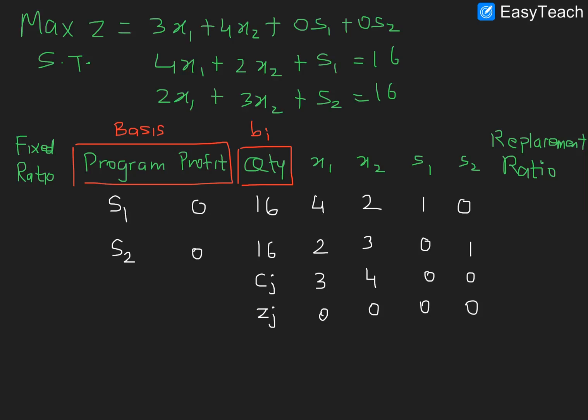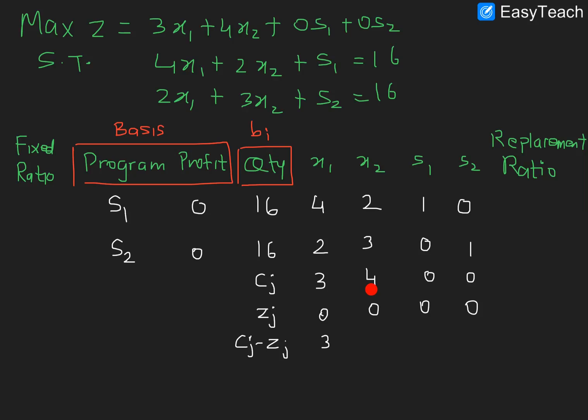Then let's go ahead with the next thing, which is going to be the deciding factor for us, Cj minus Zj. So basically over here, when I produce X1, I'm going to earn 3 rupees and I'm having an opportunity cost of 0 rupees. So the net benefit for me is 3.